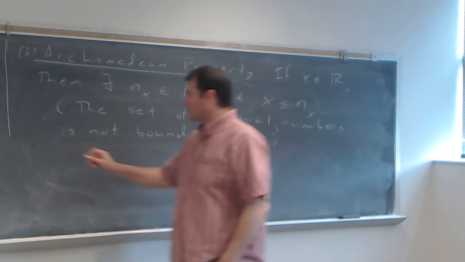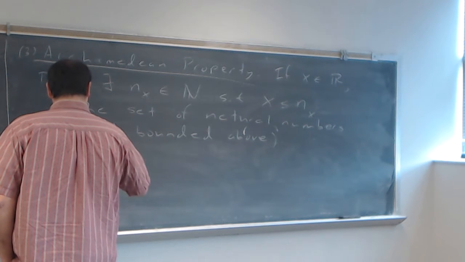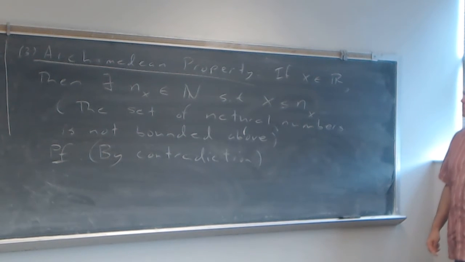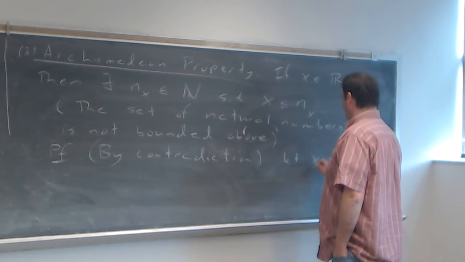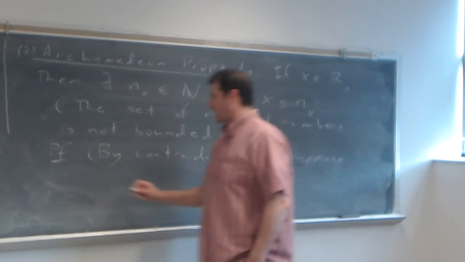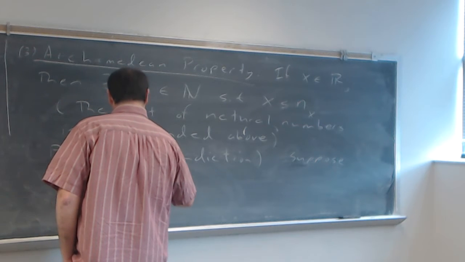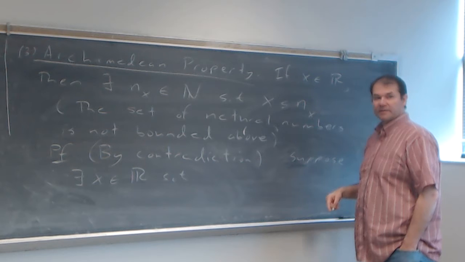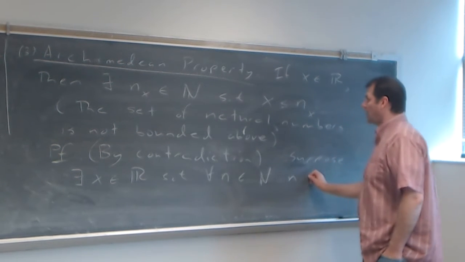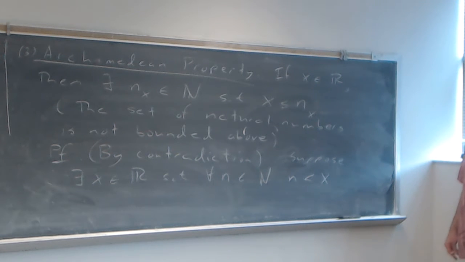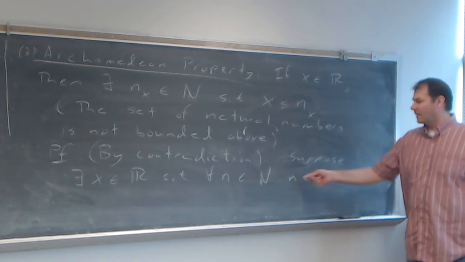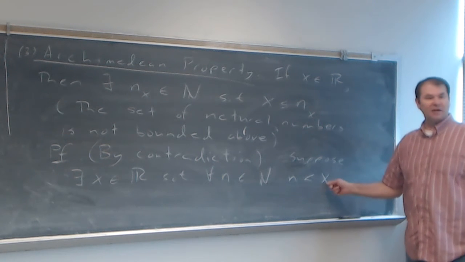So I would like to prove this, and it's proved by contradiction. I'm going to do what's in the book here. Suppose there exists an x, an element of R, such that there doesn't exist an n sub x in the natural numbers that's bigger than x. So that says, the contradiction of that, for all n elements of the natural numbers, n is less than x. Remember, the Archimedean property says the set of natural numbers is not bounded above. Well, here I'm essentially saying, yes, it is. For all natural numbers, there's this number out here that's bigger than them.